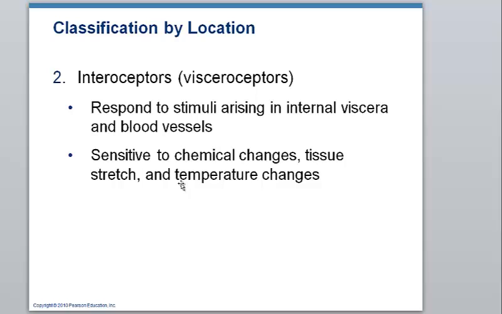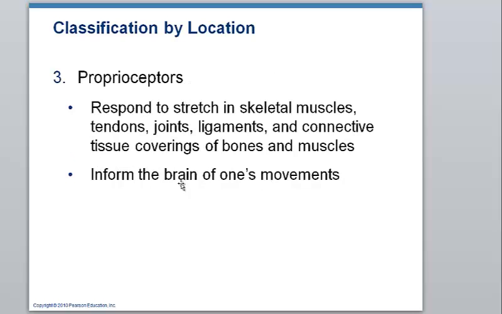Interoceptors are found within the walls of your blood vessels and react to changes within your body, the internal environment. Those are also called visceroceptors. They're sensitive to temperature, chemical changes, and so on. Proprioceptors are the ones that keep motion in check, so you don't overstretch your ligaments or your muscles or hurt your joints, right? So those are your proprioceptors.